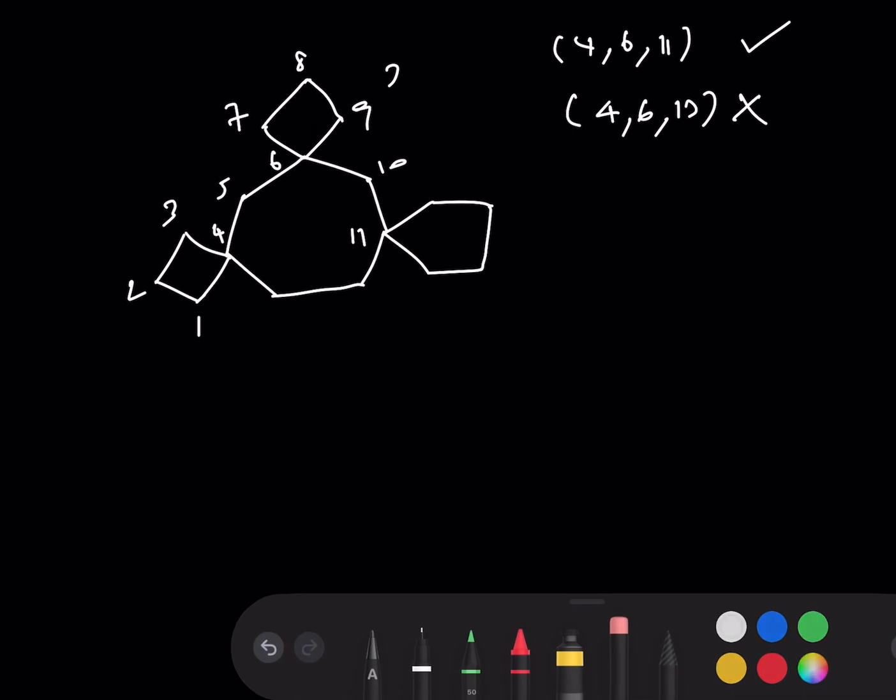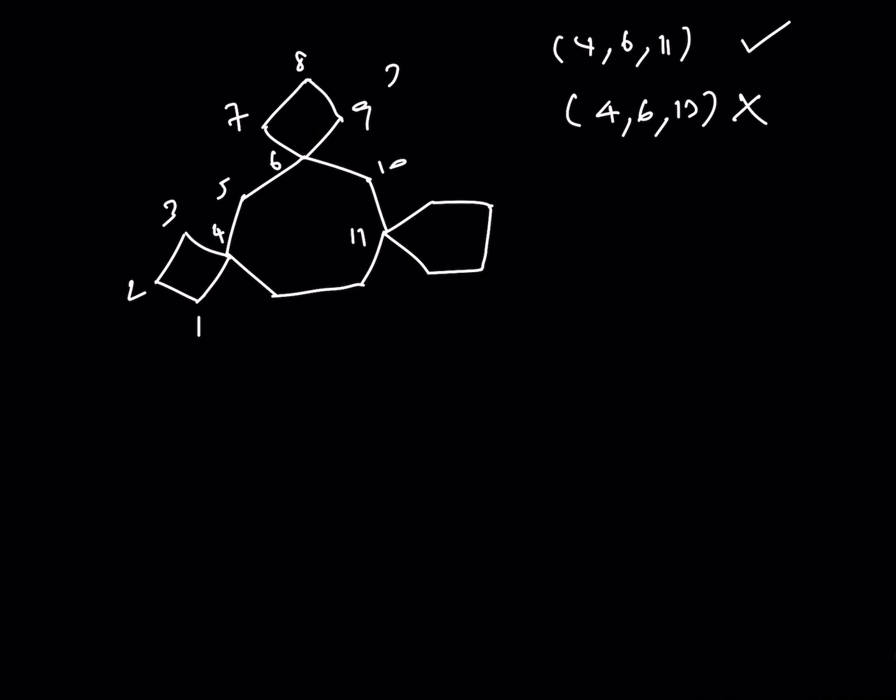So let's finish the numbering. So 11, and then 12, 13, 14, 15, 16, 17. So in total we have 17 carbon atoms in the parent chain, and therefore our parent chain is going to be a heptadecane. So Trispiro.